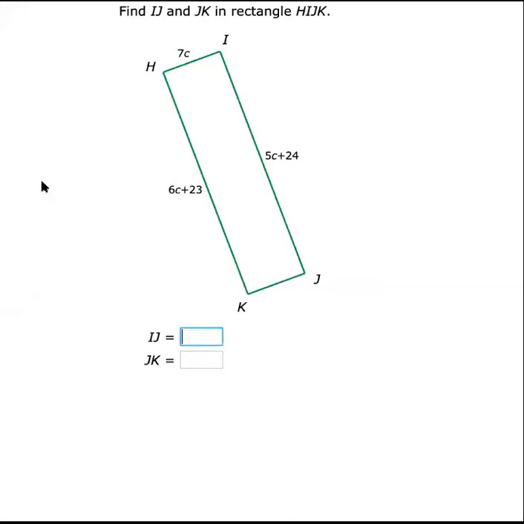All right, this next one gets a little more challenging. They're going to have you find two different sides. They are looking for IJ, this side right there, and JK, so these two sides. Again, we're going to have to solve for c. So I'm going to make 6c plus 23 equal to 5c plus 24. And let me move that other line over so you can see a little better. Then I'm just solving for c.